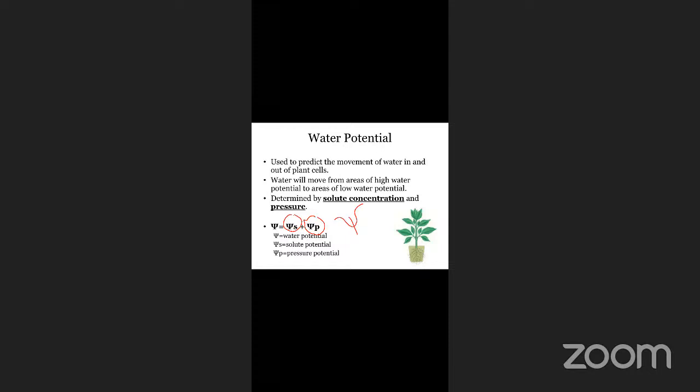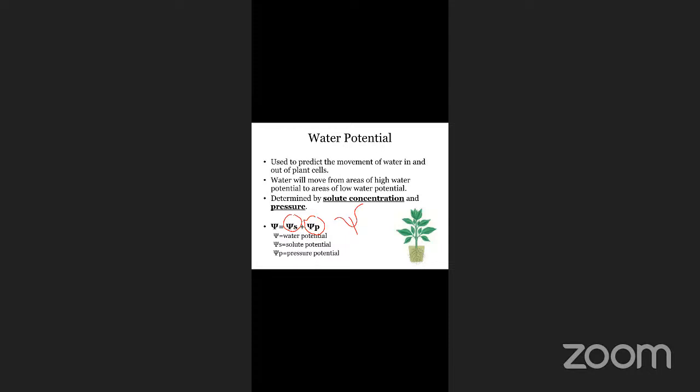Actually, water molecules possess kinetic energy. What is kinetic energy? Water molecules have kinetic energy, which means they can move randomly from one place to another place. So that property is consisting in water potential. Right? So just remember, water always moves from high water potential to low water potential.